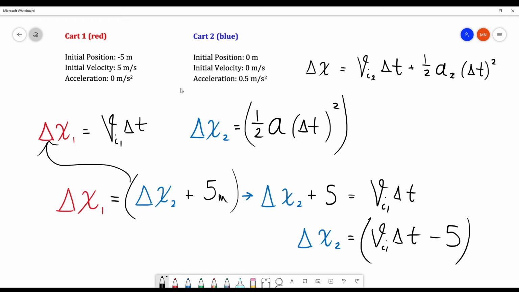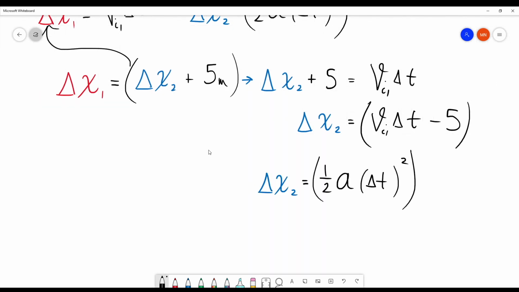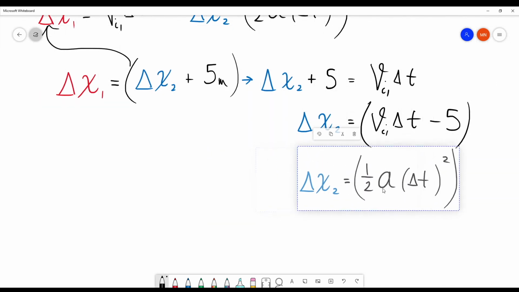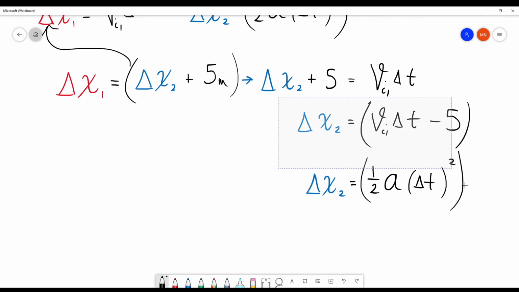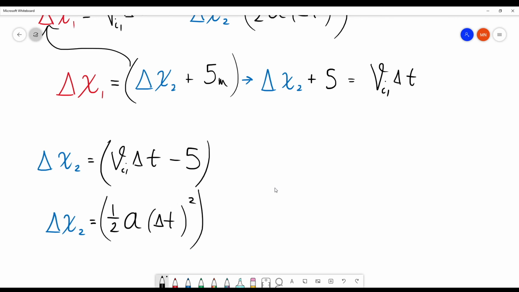So let me borrow this equation from up here and bring it down here. And now we can solve for t and figure out at what point in time are the displacements going to be equal. So now we've gotten delta x1 in terms of delta x2. And now I want to see at what points in time, what values of delta t are these two equations true. So let's just plug it in and see. Plug the variables, not the numbers yet.